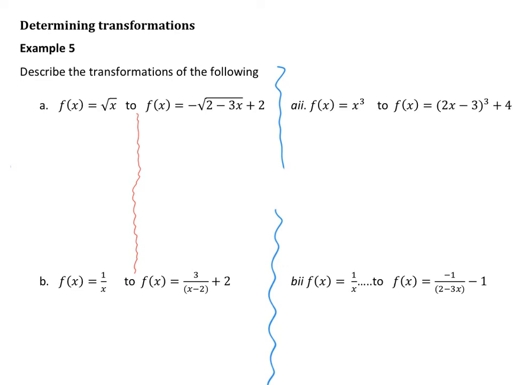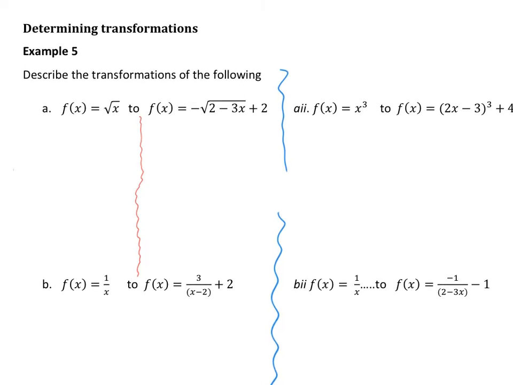Have a bit of a look at trying to describe the transformations that have taken place after we're given that one function has been moved to another. I think a nice way of doing this is to rewrite each equation in terms of where we started. So the left-hand side, y equals square root of x. The right-hand side, let's write it as y dashed is equal to negative square root of 2 minus 3x dashed plus 2.